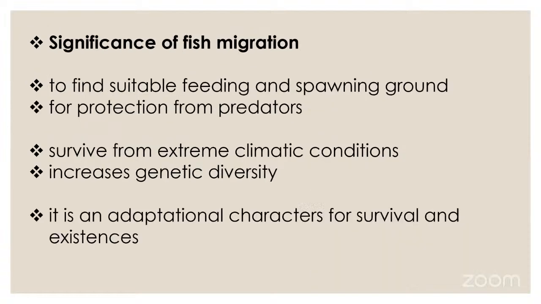And what is the significance of fish migration? The important points are feeding and spawning, protecting themselves from predators, surviving extreme climatic conditions, and increasing genetic diversity also. How do they increase their genetic diversity? If they stay in one place, genetic diversity may not occur. When they migrate to another place, they mate with males from a different area during fertilization, so genetic diversity can occur. So it is an adaptational character for survival and existence.